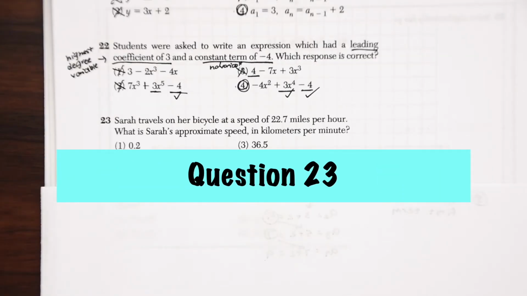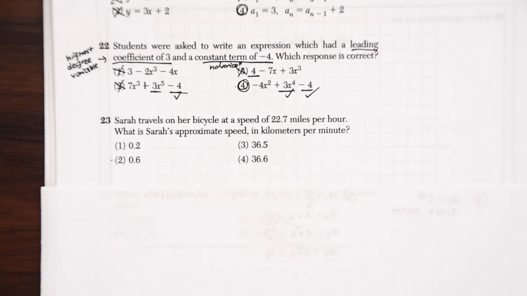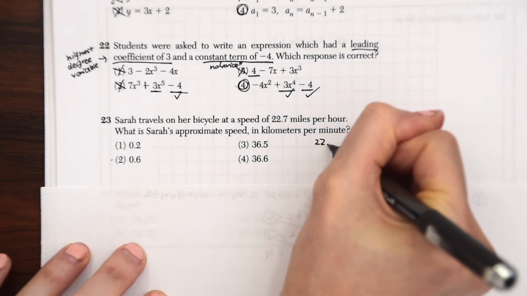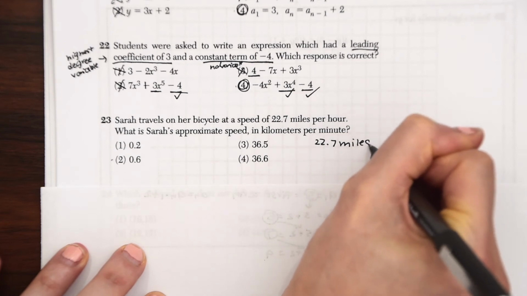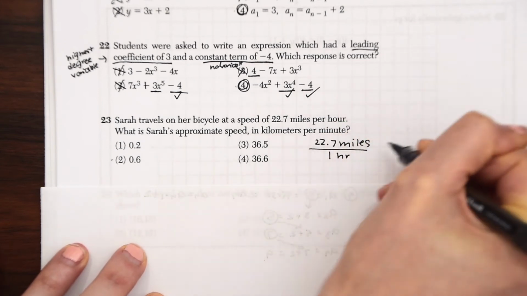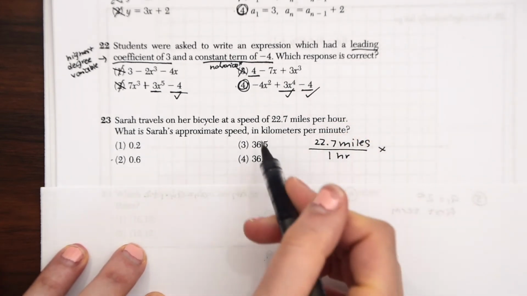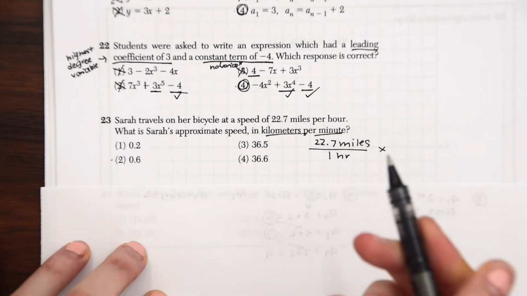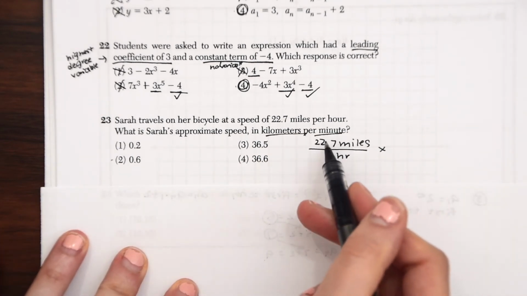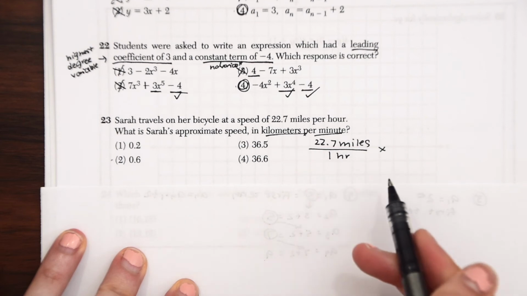Question 23. Sarah travels on her bicycle at a speed of 22.7 miles per hour. What is Sarah's approximate speed in kilometers per minute? So here we're going to have to do a bit of a conversion. So we have 22.7 miles per 1 hour, and we want it in kilometers per minute. So we're going to have to convert hours to minutes and miles to kilometers.